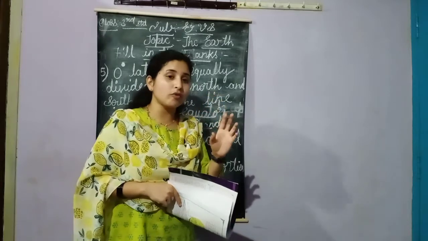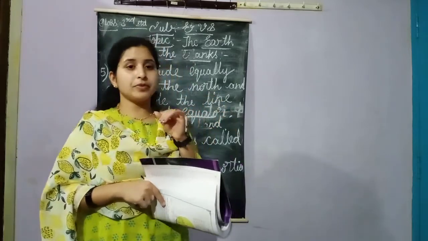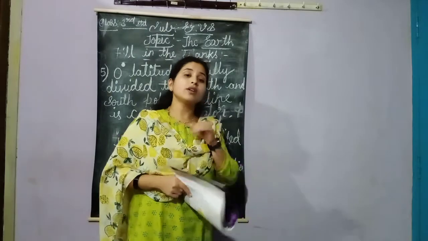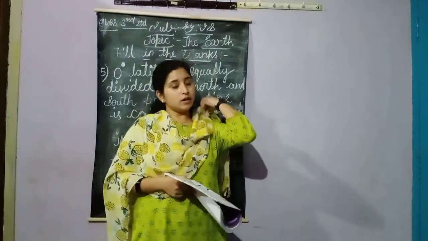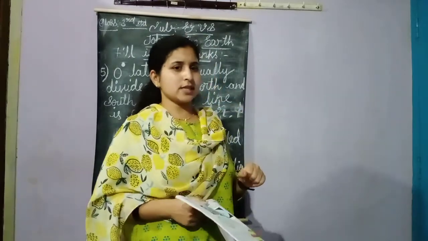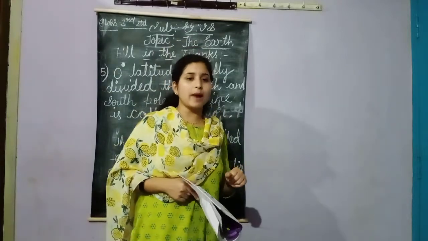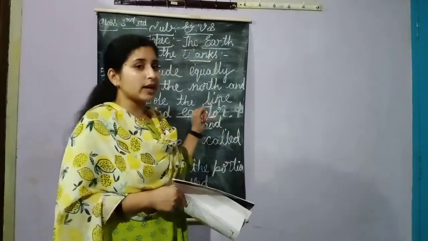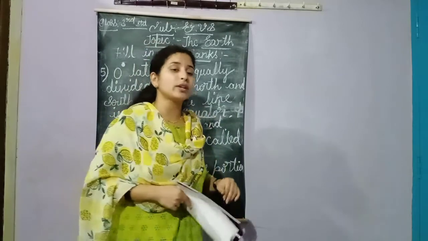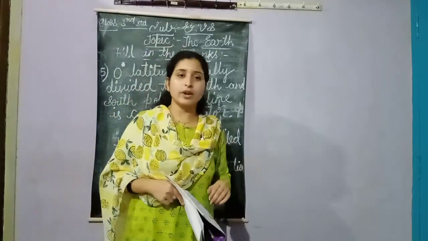Earth is the third planet of our solar system. The first photo was taken in August 1966. Earth is also called the blue planet. Earth is made up of water and land, 71% of water and 29% of land.